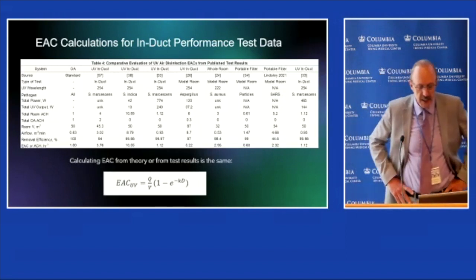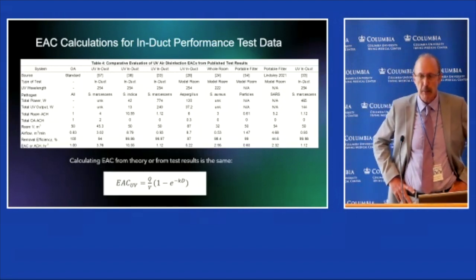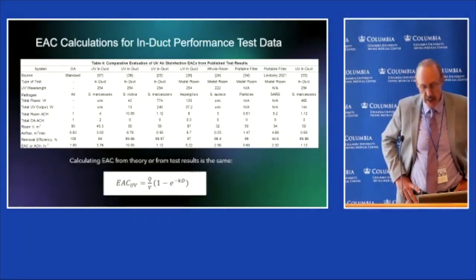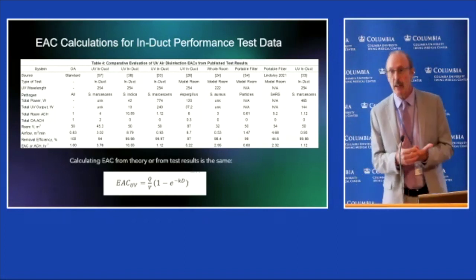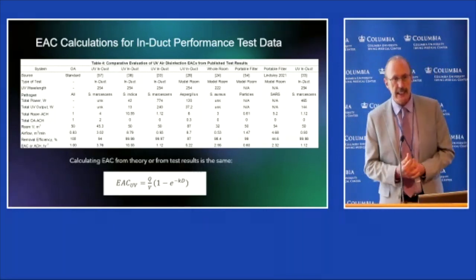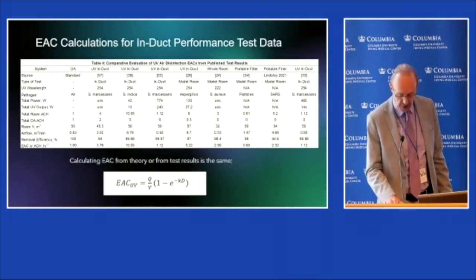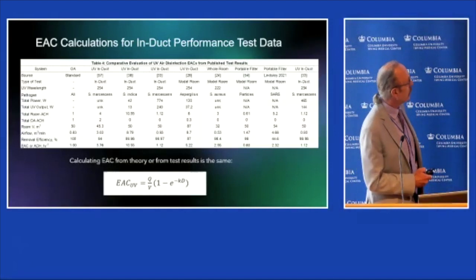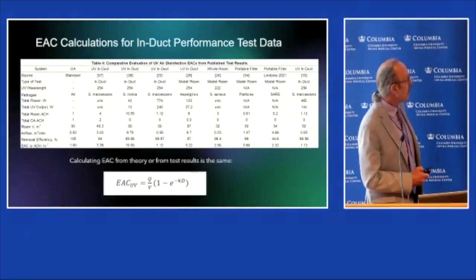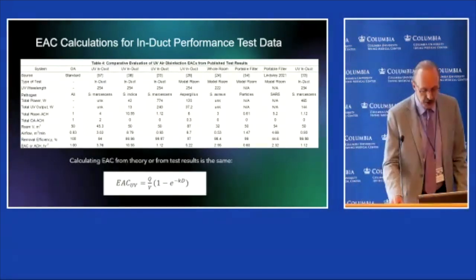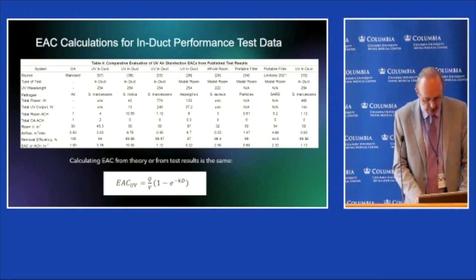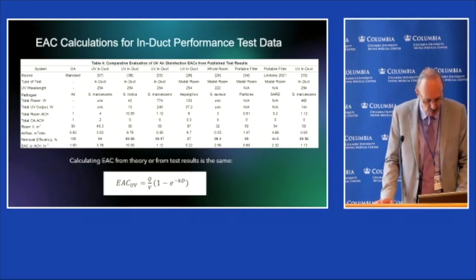For in-duct performance test data, it's very simple to compute the equivalent air change rate. The EAC, as defined by ASHRAE, is the efficiency times the airflow. For a UV in-duct system, it is the efficiency, which is 1 minus e to the minus k dose, times the airflow divided by the volume. This is cut and dry. This is fundamental. And in terms of interpreting test data, we can still fit a curve. And I've got a number of examples of in-duct performance here.